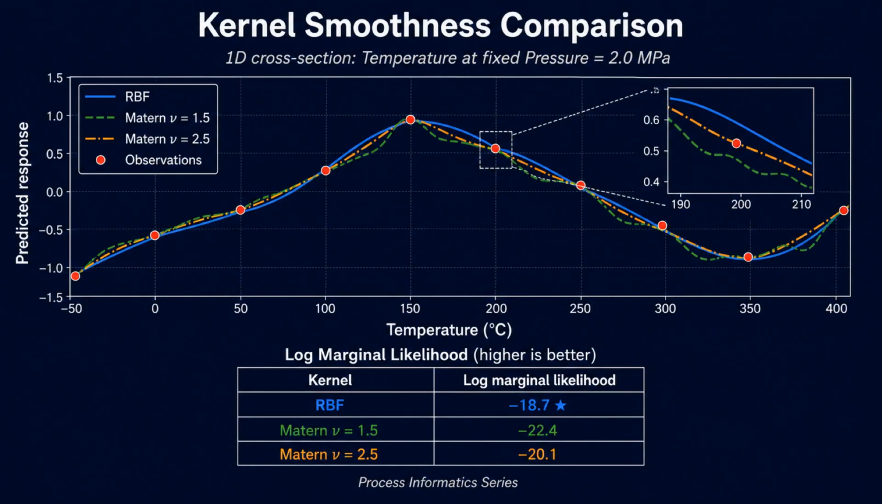Comparing kernels on the same data reveals their different behaviors. RBF produces the smoothest prediction, which might overfit smooth assumptions to noisy data. Matern with nu equal to 1.5 creates rougher predictions that may better capture true variability. Matern with nu equal to 2.5 falls in between. We compare kernels using log marginal likelihood, where higher values indicate better fit. In this example, RBF has the highest likelihood, suggesting the underlying process is indeed very smooth.